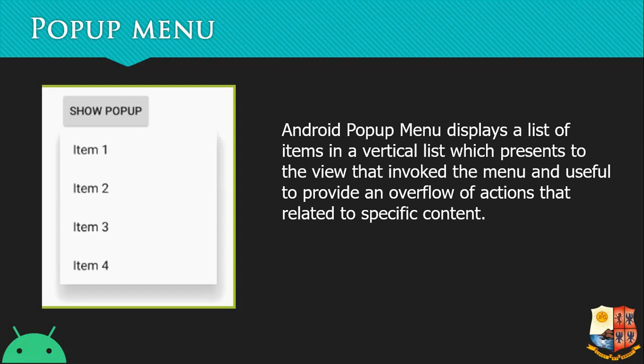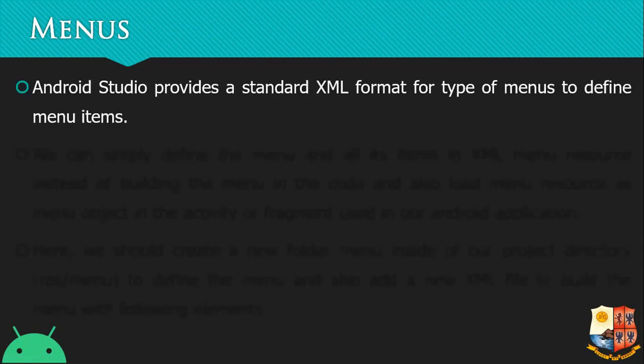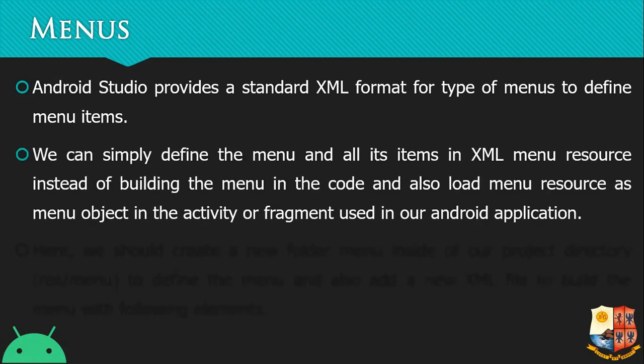Now, I told you three types of menu: contextual, option, pop-up. But when it comes to the Android operating system, all three are basically menus. So how do you create a menu in Android? That's my next title. How do you create it in Android Studio? It provides a standard XML format for creating any type of menu. Please note the keywords I'm using. We can simply define the menu and all its items in XML itself, without code. You need not build a menu using coding.